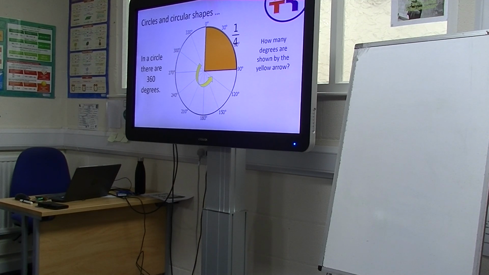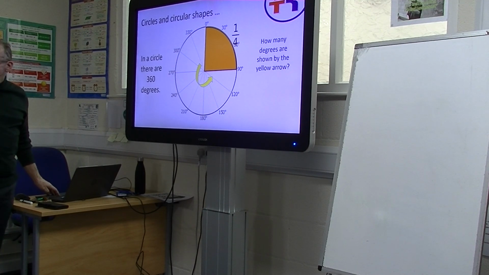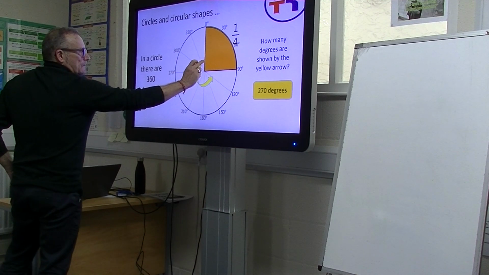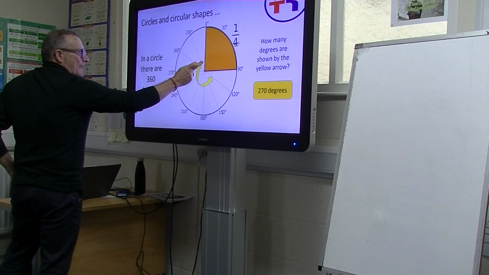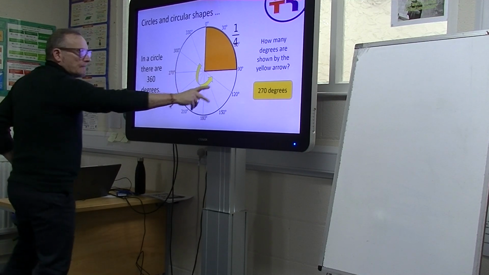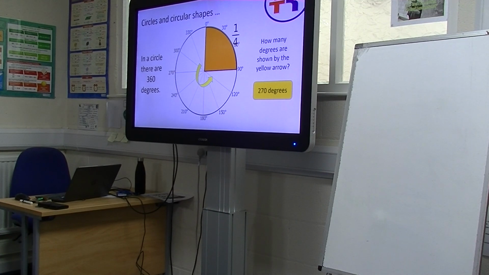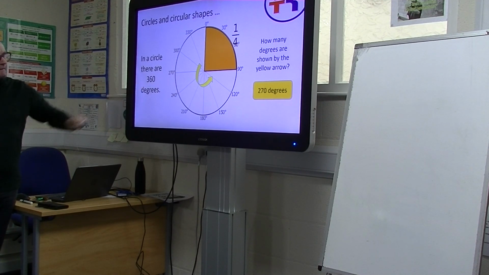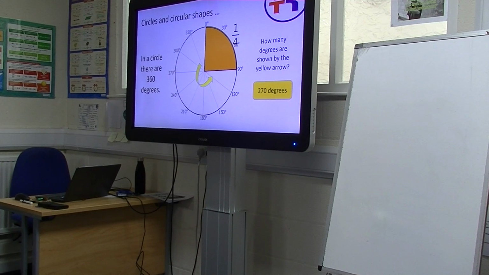Would it be 360 minus 90? Yeah, because there's your 90 degrees, which makes up that bit. So from there, round to there, is 270 degrees. Fairly straightforward stuff. All you've got to remember is a circle is 360 degrees. And we know that because when you turn 360, you turn the full circle, don't you?